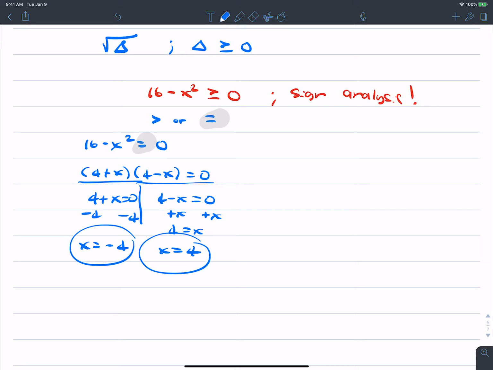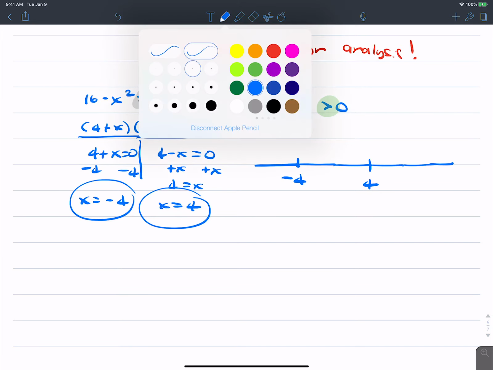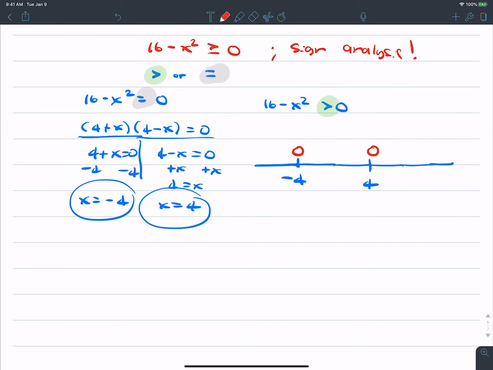What we have to do now is focus on where 16 minus x squared is strictly positive. So this is the point behind sign analysis. We have to find where it's actually positive now. And so that procedure for finding where this is greater than or equal to 0, we go to this real number line here. Remember that procedure we did. We find where that product equals 0, and we simply notate that it happens where the value of x is negative 4 and positive 4.